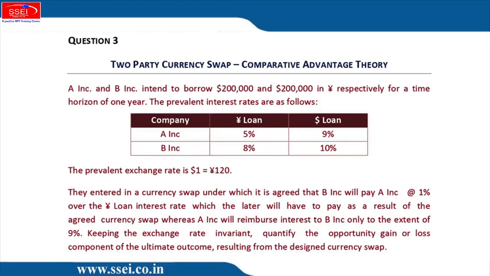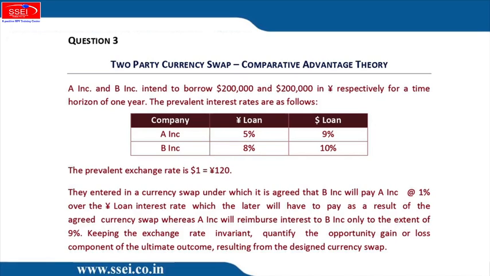So A should borrow yen, 2 lakh into 120, the exchange rate, 240 lakh yen, and B should borrow $2 lakh at 10%. So A will borrow yen, 240 lakhs at 5%, B will borrow $2 lakh at 10%. That's against their desire. Now I'm reading further. They entered into a currency swap in which it is agreed that B will pay A 1% over the yen loan rate which the latter is paying. So A is paying 5% on the yen loan. So B will pay to A how much? 6%, correct? Whereas A will reimburse B to the extent of 9%. So A will pay B 9%.